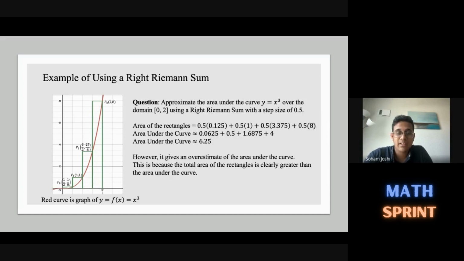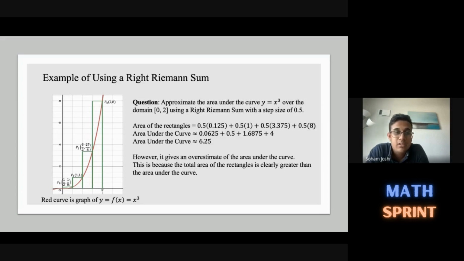So we sum up the areas of all of these smaller rectangles. You just find the area of each rectangle using the area of rectangle formula. So the area of the first rectangle, the smallest one over here, is 0.0625. And for the second tallest rectangle, its area is 0.5. The area of the third rectangle is 1.6875. The area of the fourth rectangle is 4. You add up all of these areas and you get 6.25, as I showed on the right. But here's something important to know. This is an overestimate.